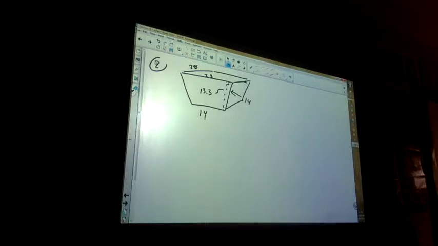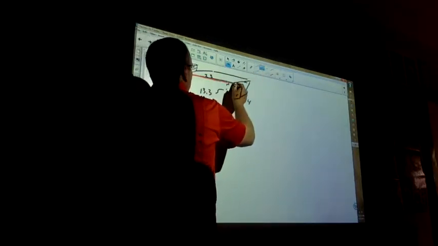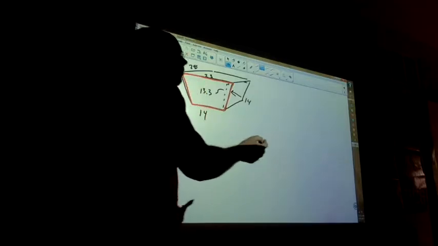Is it the top and the bottom, the squares or rectangles on top and the bottom? Is it the trapezoids on the front and the back? No, it's the trapezoids. A base not only has to be parallel, it has to be the same size for the most part, by definition. So if I find the area of this trapezoid here, I can then move along with my problem.